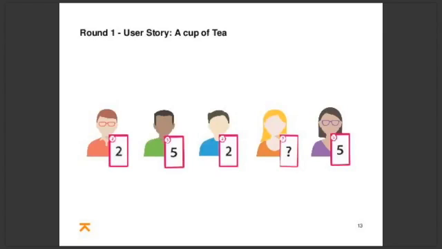And as you can see, we got some varying results, which I'll just talk through now. So, a couple of people played a 2. They thought this task was fairly straightforward. They'd made tea before, and they thought this was pretty similar.